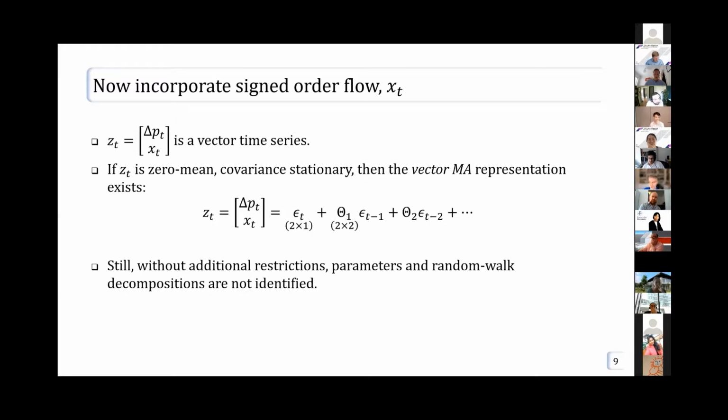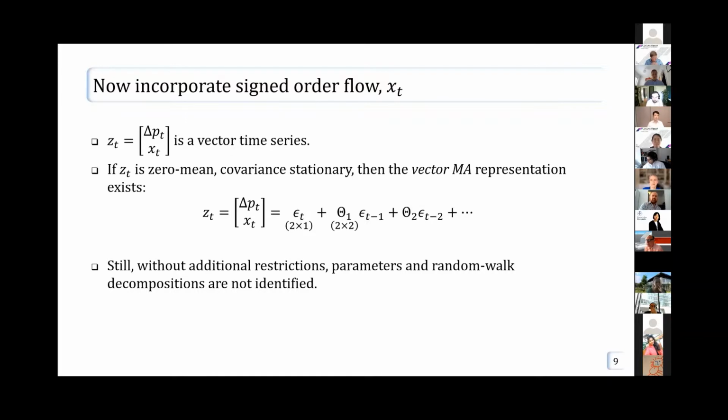All right, working toward the direction of the paper, now we're going to put in a signed order flow. So now our observables are a vector time series, and if this vector is zero mean covariance stationary, our usual representation theorems assert the existence of a vector moving average, which we can write with capital thetas. The only generalization here is that with vectors our coefficient matrices are 2 by 2.